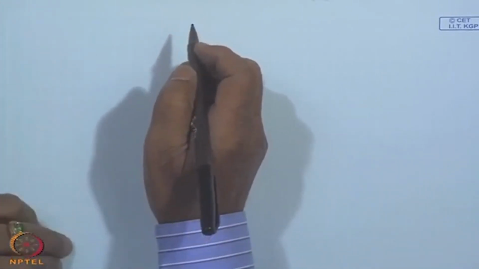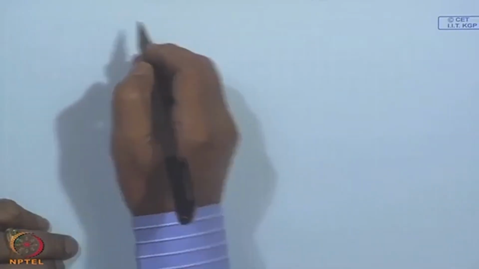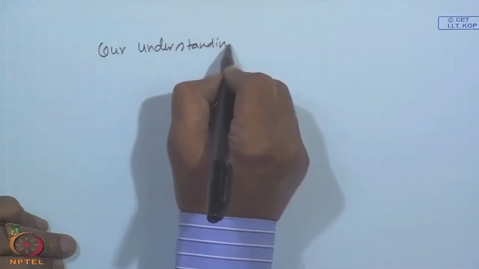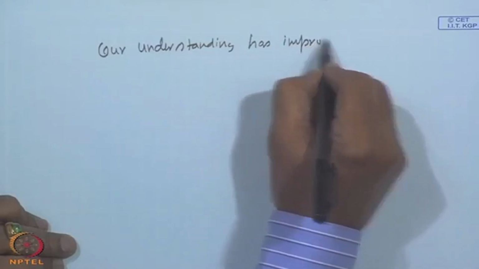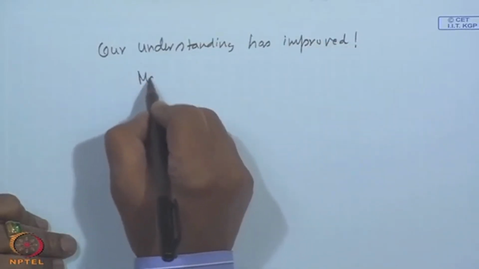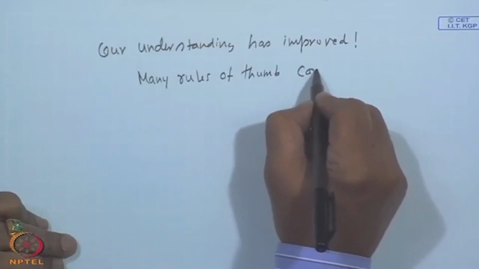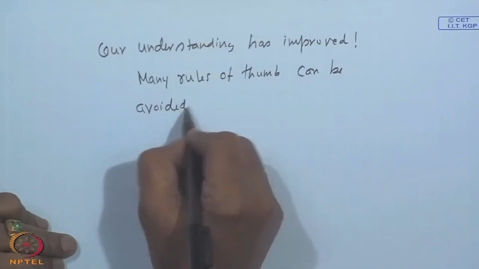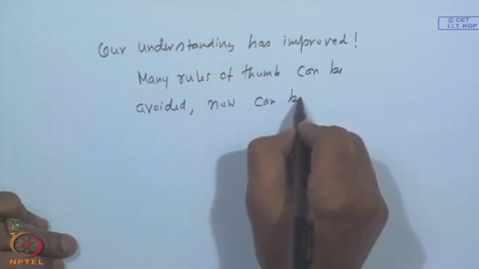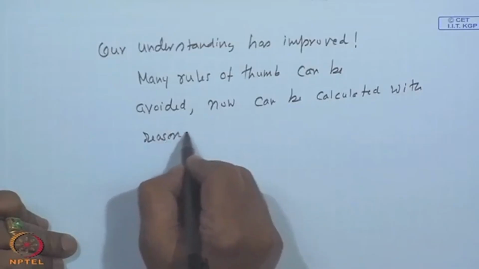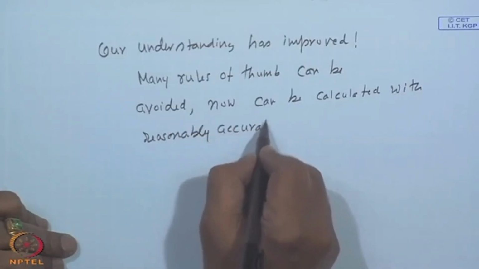Now, one of the things that people will ask regarding solar energy technology, apart from the lot of progress that has been made and the demonstration as well as commercial systems that are installed, is that our understanding has improved, and many rules of thumb can be avoided now and can be calculated with reasonably accurate formulae.